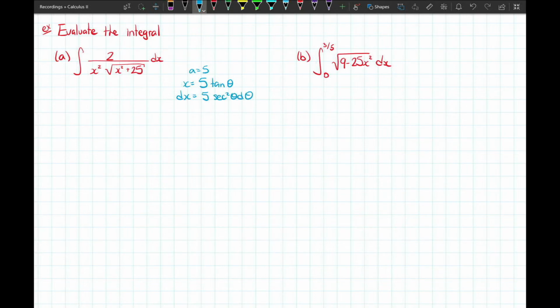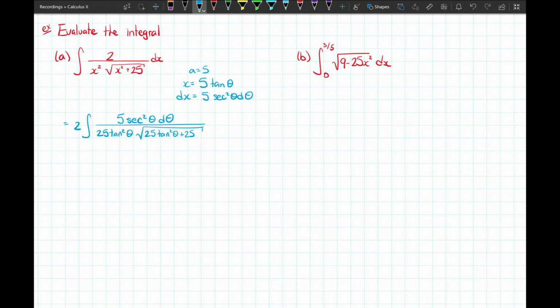So we'll make the substitution for x and for dx. Now that 2 in the numerator, that could be moved right out front if we like. And that will leave us with 1 over x squared times the square root of x squared plus 25. And then that dx is going to be replaced with 5 secant squared theta d theta. It's probably best to just write that in the numerator.